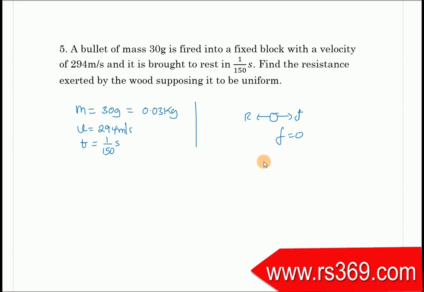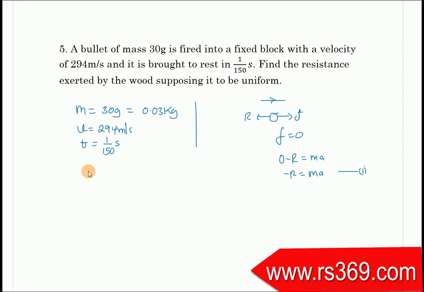If you are to get the resultant for a bullet moving in that direction but stopping somehow, coming to rest, we shall have that F0 minus R is equal to MA, implying that negative R is equal to MA. That is the equation we shall use to get the value of this R.